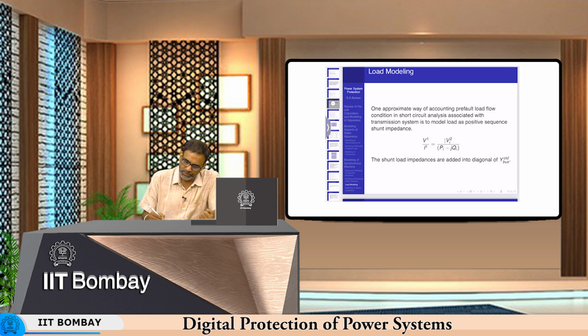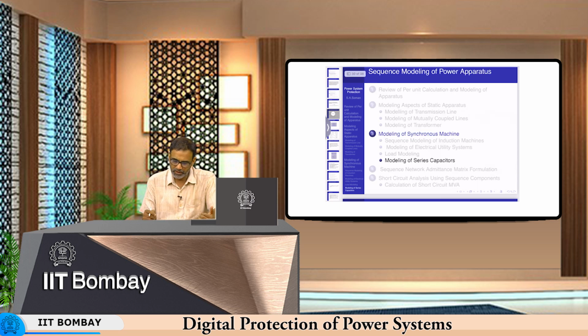So, it is modeled as a shunt impedance, a positive sequence shunt impedance, which is of this form: the modulus of the voltage at that bus squared divided by the power in its complex form, from which you will get the shunt impedance of the load. And they are added as diagonals to the Y bus. We will see the Y bus formation maybe in the next class.